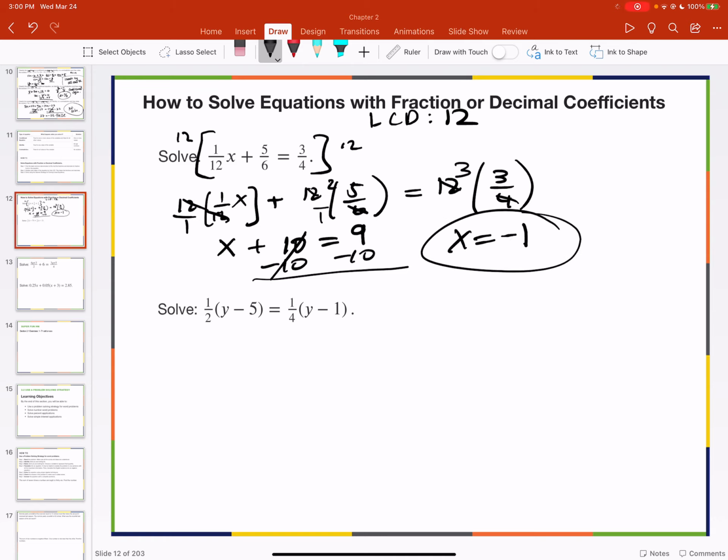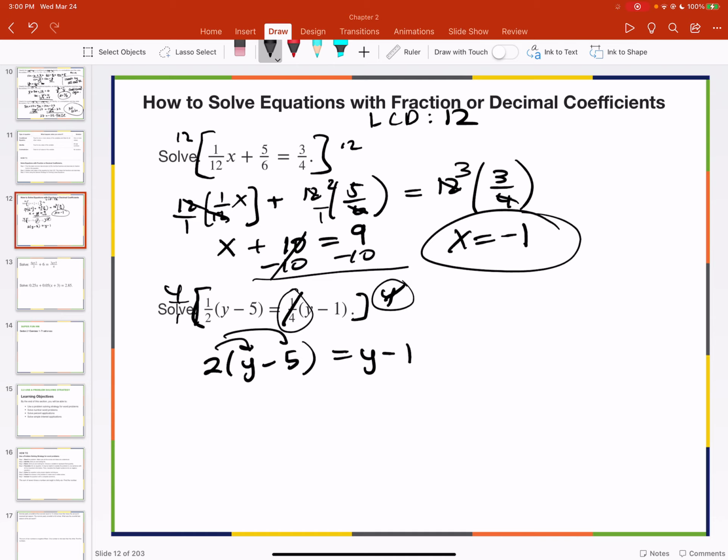Okay. How about here? If my LCD for this is 4, so I'm going to multiply both sides by 4. That will cancel out this fraction here. And on the left hand side, 4 times 1/2 is just 2. y minus 5 is equal to y minus 1. That's because the 4 canceled out the 1/4.